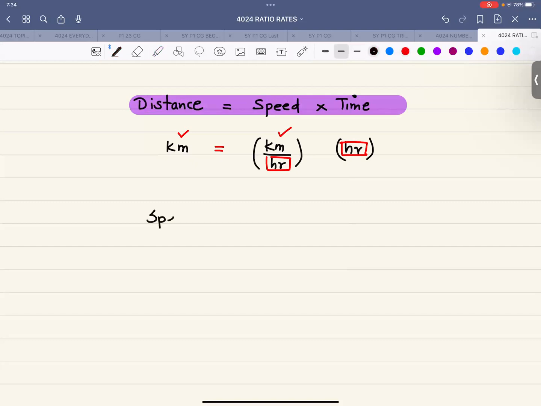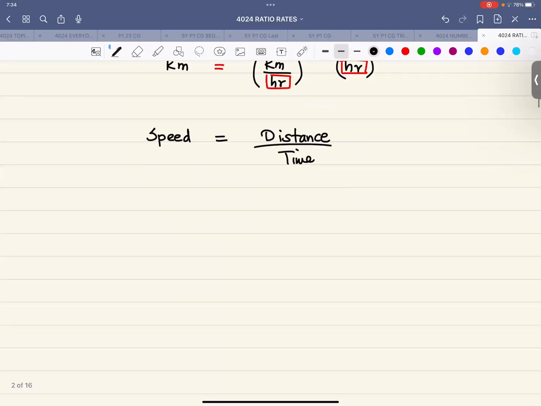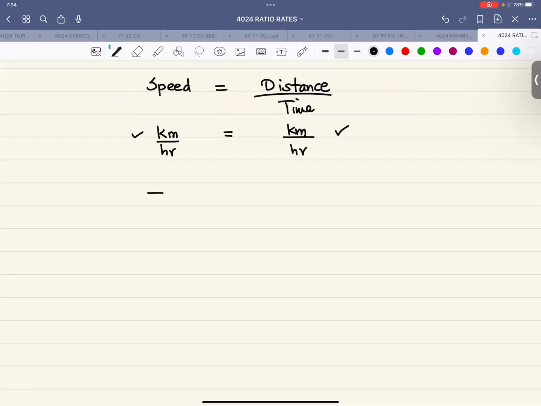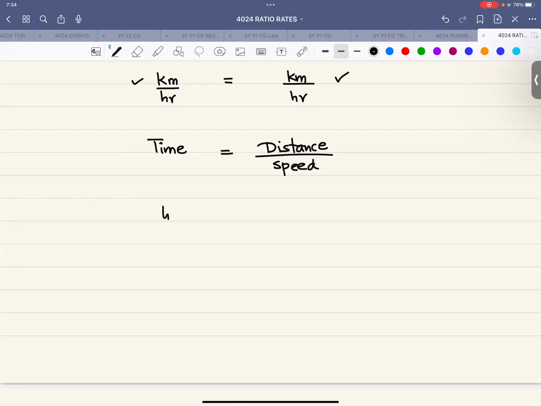Similarly, if I make speed the subject, that is distance divided by time. Again, double check the units. Speed is in kilometers per hour, distance is in kilometers, time is in hours. If I make time the subject of the equation, that is distance divided by speed. Let's also check this out. The unit of time is hours, the unit of distance is kilometers, and speed is kilometers per hour.